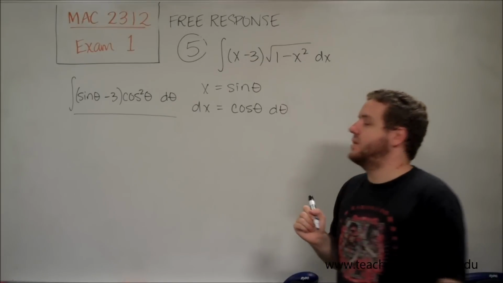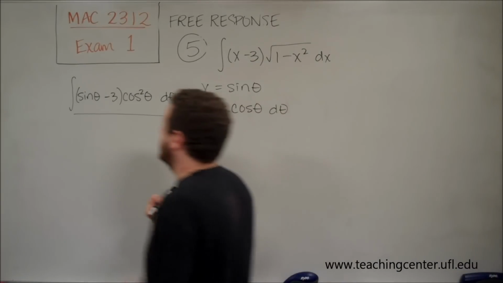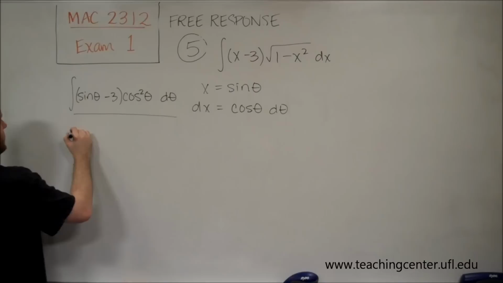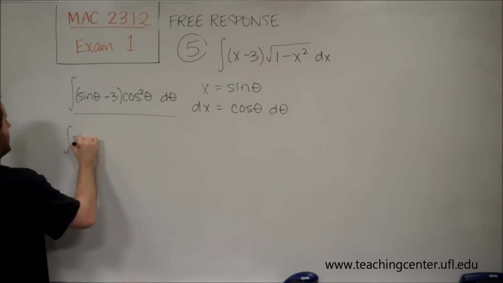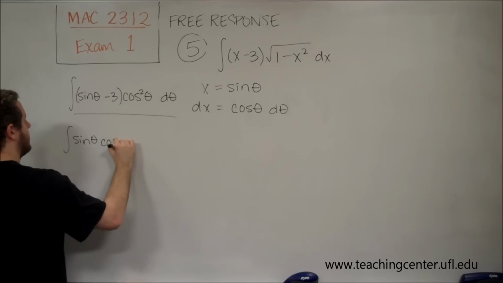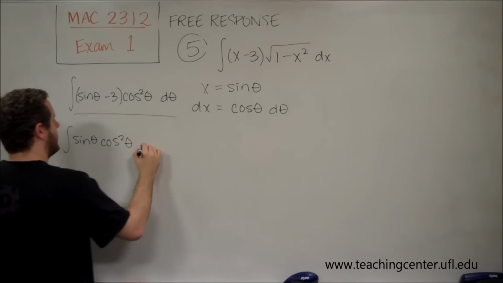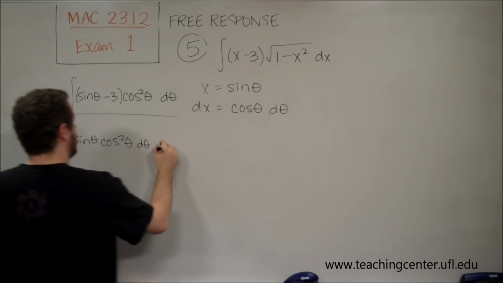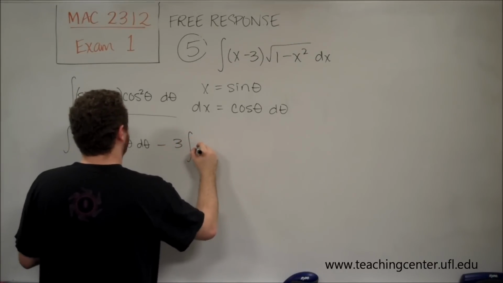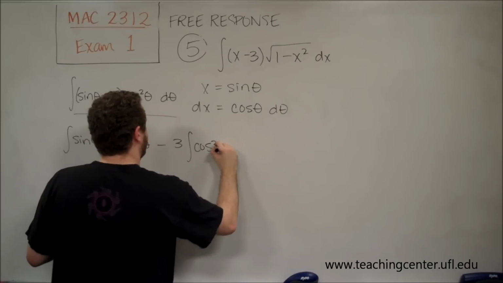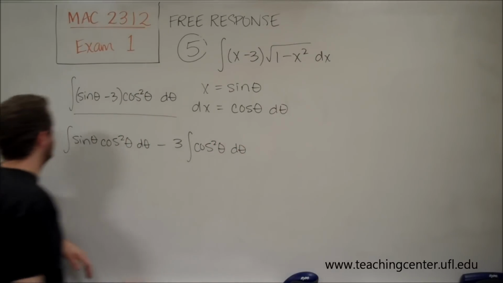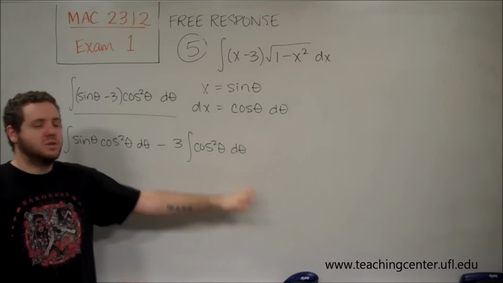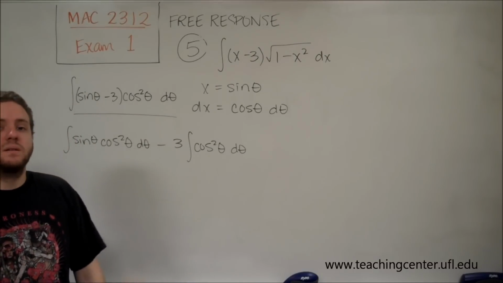So now we need to figure out how can we solve this integral. First thing we're going to want to do definitely here is to distribute. So we're going to get the integral of sine theta cosine squared theta d theta. I'm going to split this into two integrals right away. So we have minus 3 times the integral of just cosine squared theta d theta. So that was just distributing this cosine squared to both terms. Now we have two integrals. Now we're going to have to solve each of these in a different fashion.